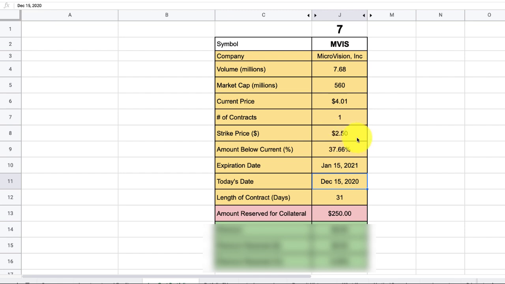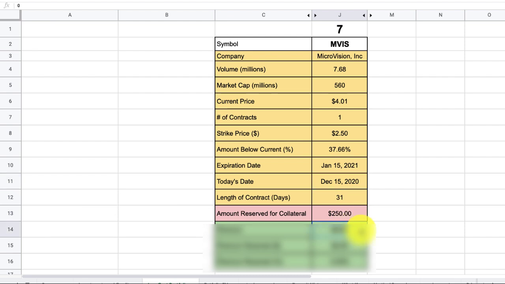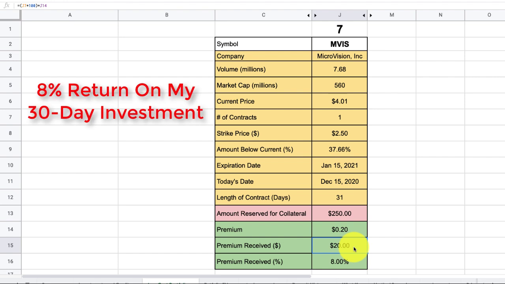And based on my strike price of $2.50, I'll need to reserve $250 in collateral. And what I'm hoping to do is get a premium of around 20 cents per share, which means I'll receive $20 premium payment if I'm able to get this contract filled. And if we compare that $20 that I receive relative to the amount I'm putting in reserve for my collateral, $250, that's an 8% return for a 1 month investment. All right, let's jump over to Robinhood and see what I'm able to put together.